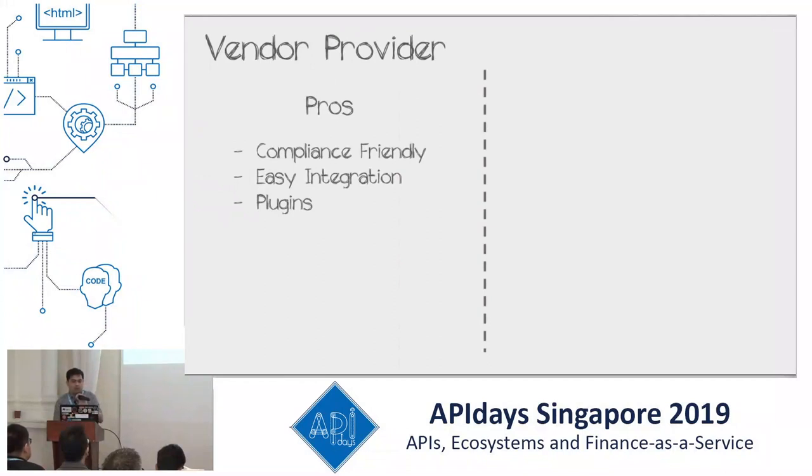So the pros and cons: of course, you have your compliance issues with the cloud. If you're a bank or an insurance company, you're not allowed to expose data in your public infrastructure. So vendor gateways solve this by providing compliance-friendly solutions, so they allow you to deploy on-prem instead of having a gateway that is exposed in the cloud. It's also easily integratable because of its plugin architecture.